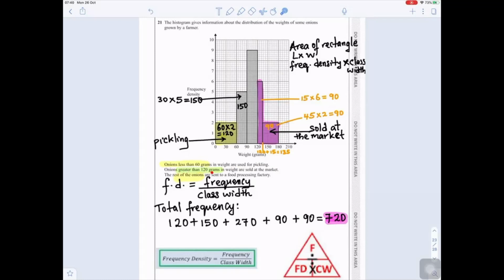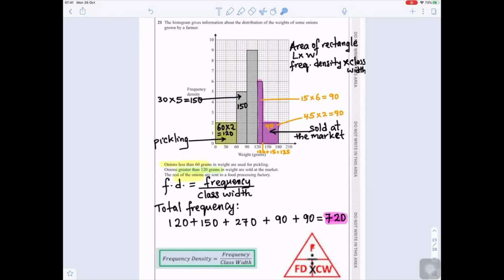Onions greater than 120 grams in weight are sold at the market. The rest of the onions are sent to a food processing factory. Now, if you look at the bottom, I've put some formula there. Frequency density is equal to frequency divided by class weight. You need to memorize and learn this formula.